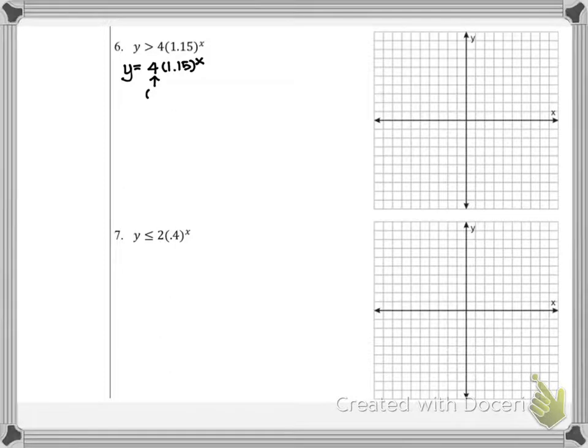So I know that I have the point 0, 4. So I'm going to go ahead and plot that first on my graph. So 0, 4. I also know, it's kind of a little sneak peek at some other stuff that's going to be coming actually in a couple class periods.